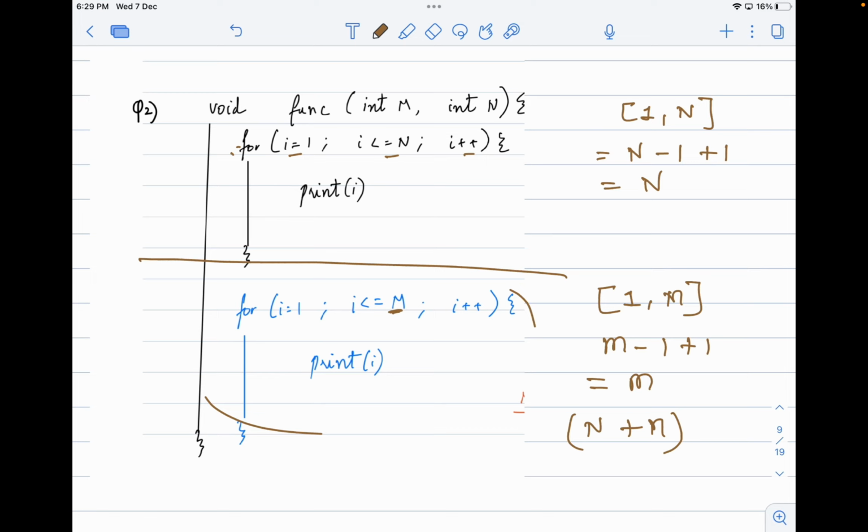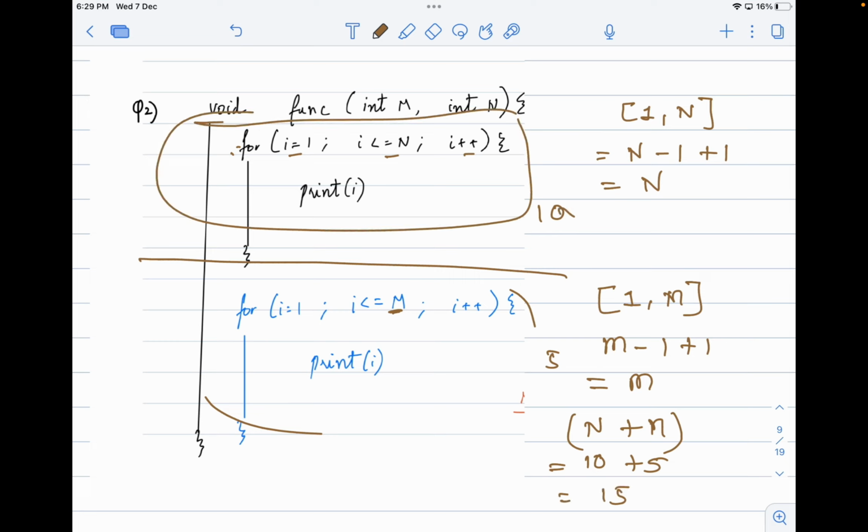Simply put in the values. Suppose this is 10 iterations and this is 5 iterations. Let's put 10 plus 5. This loop will take 10 iterations and this will take 5 iterations. But this loop is not nested; the iterations are happening individually. So in that case, what do we do? Add them.